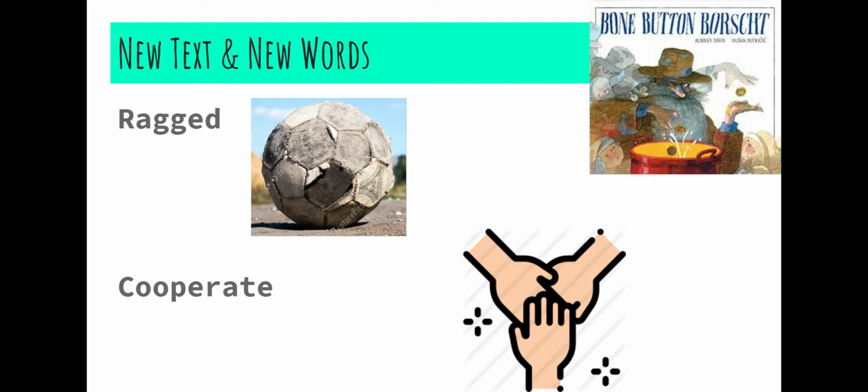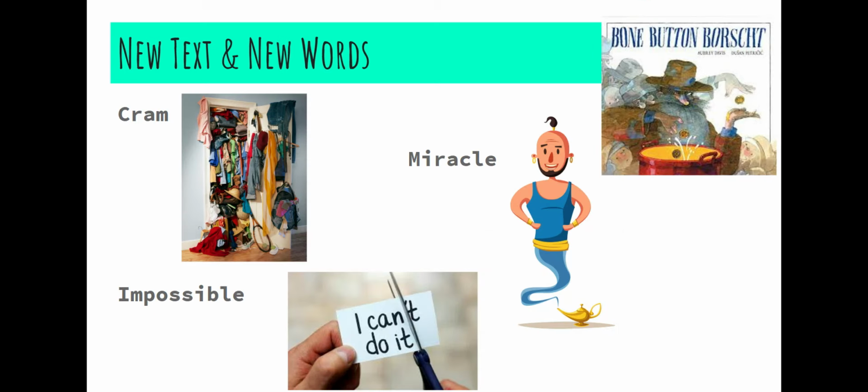Another important word that you're going to hear in this story is cooperate. When you cooperate with a group, you are working together. In the classroom, we all cooperate together, especially during centers or while we're working on the carpet together or working together at a small group table. That's the word cooperate. Three more words that you should know before we read this text. The word cram. Cram is when you try to squeeze a lot of things into a small place. Kind of like if one of your parents asks you to clean your room and you might cram everything in your closet or cram everything under your bed to hide it from your parents.